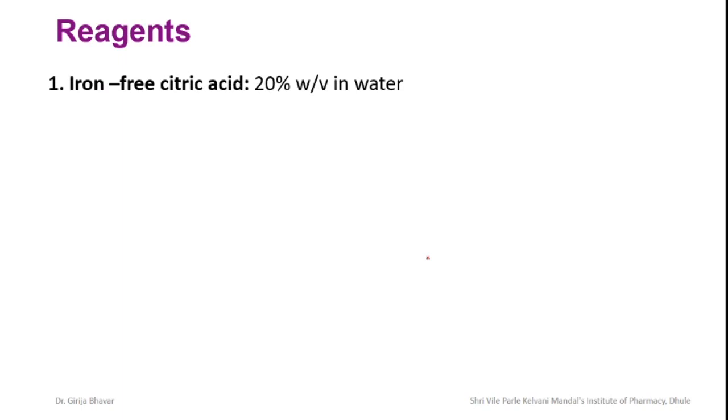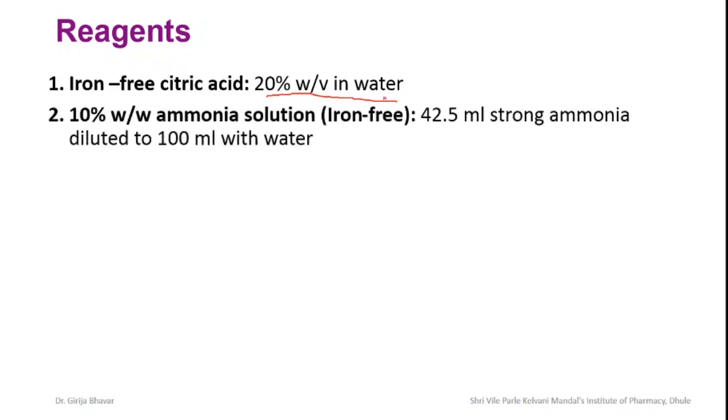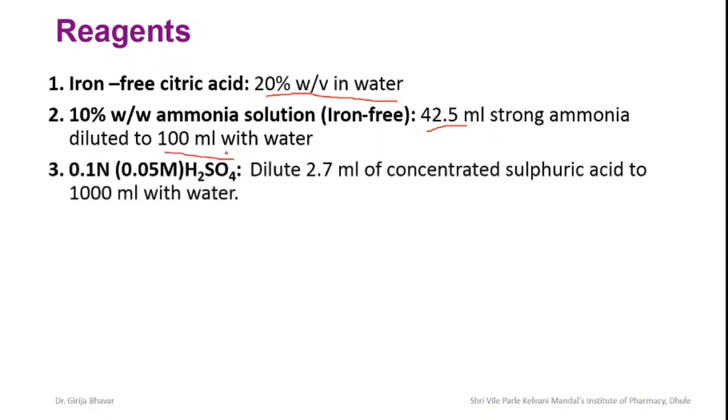First, iron free citric acid, which is 20% weight by volume in water. Second reagent is 10% ammonia solution, which must be iron free. It is prepared by diluting 42.5 ml of strong ammonia solution to 100 ml with water. Another reagent required is 0.1 normal sulfuric acid. It is prepared by diluting 2.7 ml of concentrated sulfuric acid to 1000 ml with water.